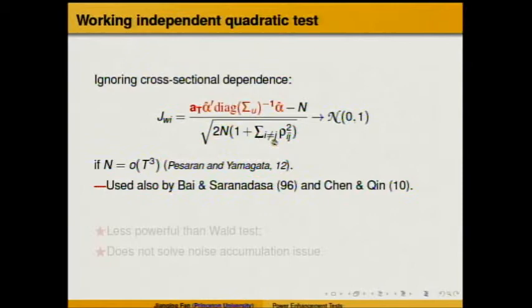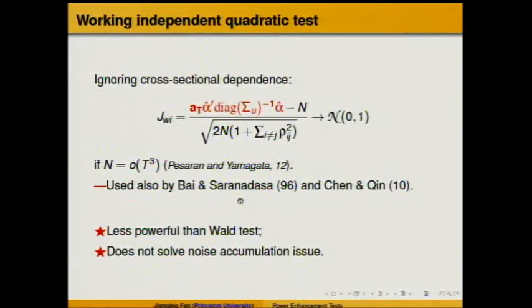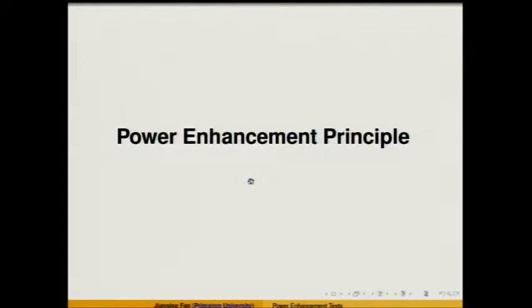So this is indeed the method by Pesaran and Yamagata in 2012, and it has also been used in the statistics literature. It is really a kind of Hotelling T statistic, but you ignore the correlation and use the diagonal. This is typically less powerful than the Wald test, but it still does not solve the noise accumulation issues in high dimensional tests. So for today's talk, what I'm going to do is introduce the power enhancement principle.